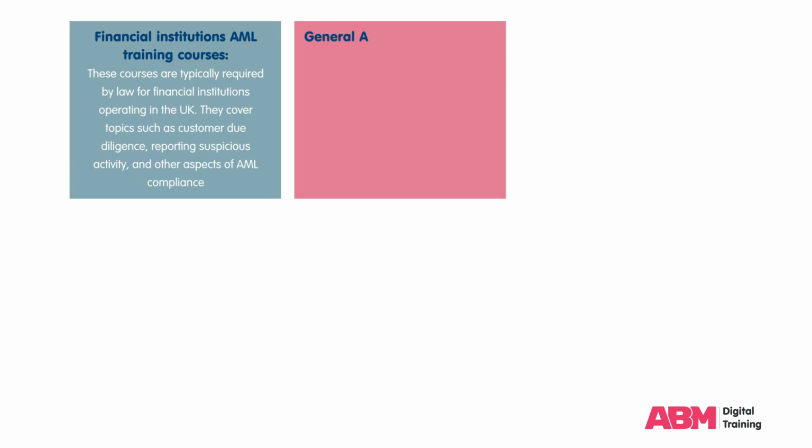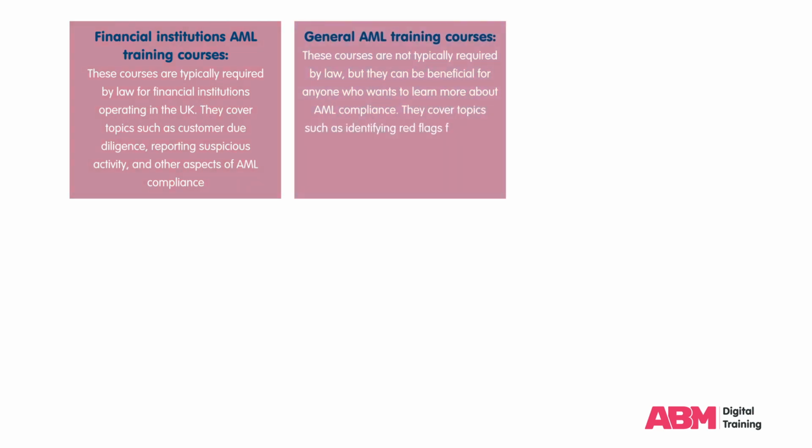Financial institutions AML training courses. These courses are typically required by law for financial institutions operating in the UK. They cover topics such as customer due diligence, reporting suspicious activity, and other aspects of AML compliance. General AML training courses. These courses are not typically required by law, but they can be beneficial for anyone who wants to learn more about AML compliance.